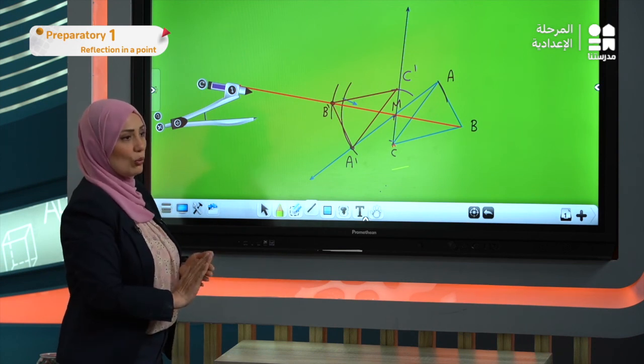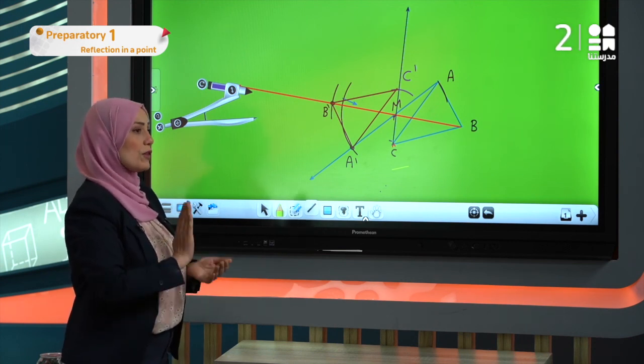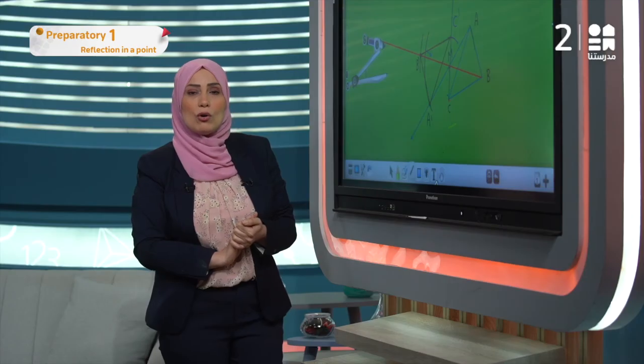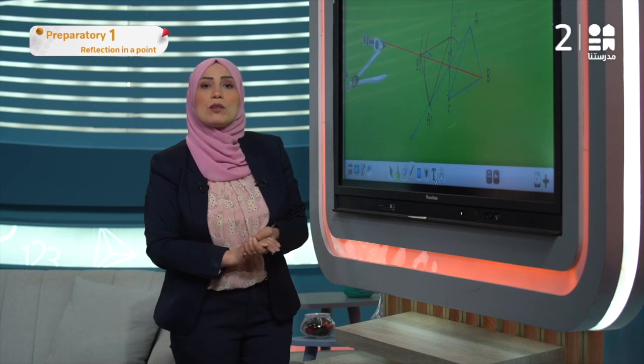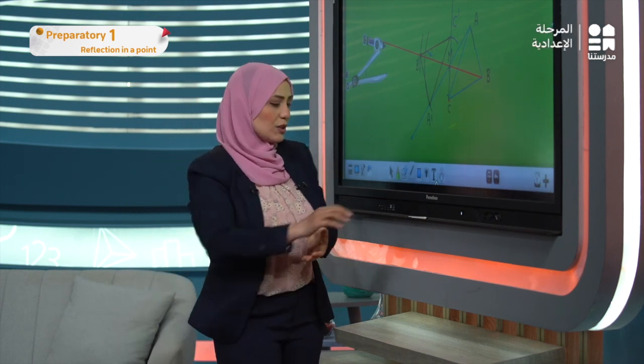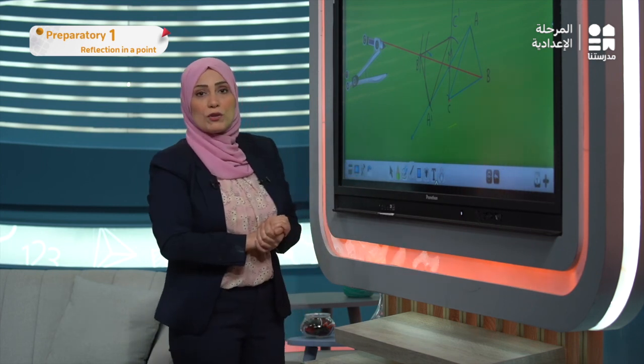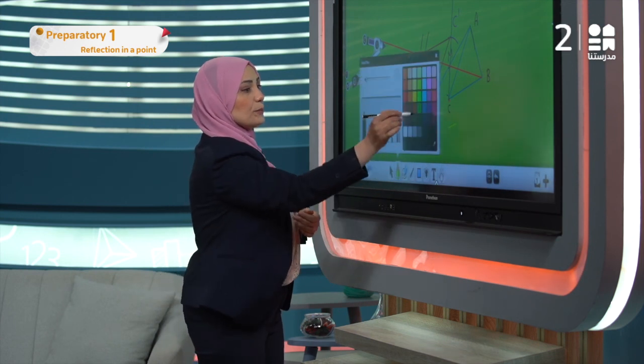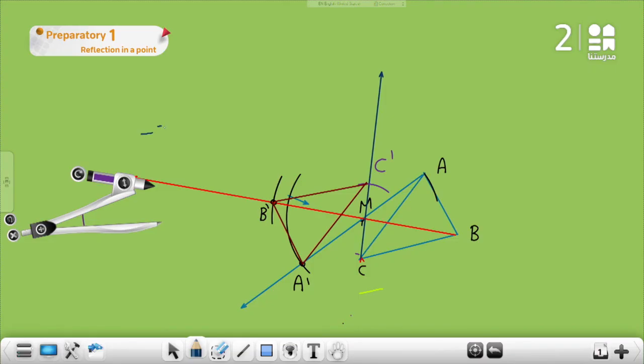Keep in mind always, to make reflection over the origin, we have to change the sign of x and change the sign of y. So for example, if we have any point which is (-2, 4), the reflection over the origin will be, let me write it to be clear for everyone, (-2, 4). Reflection over the origin will change all the signs, so it will be (2, -4).